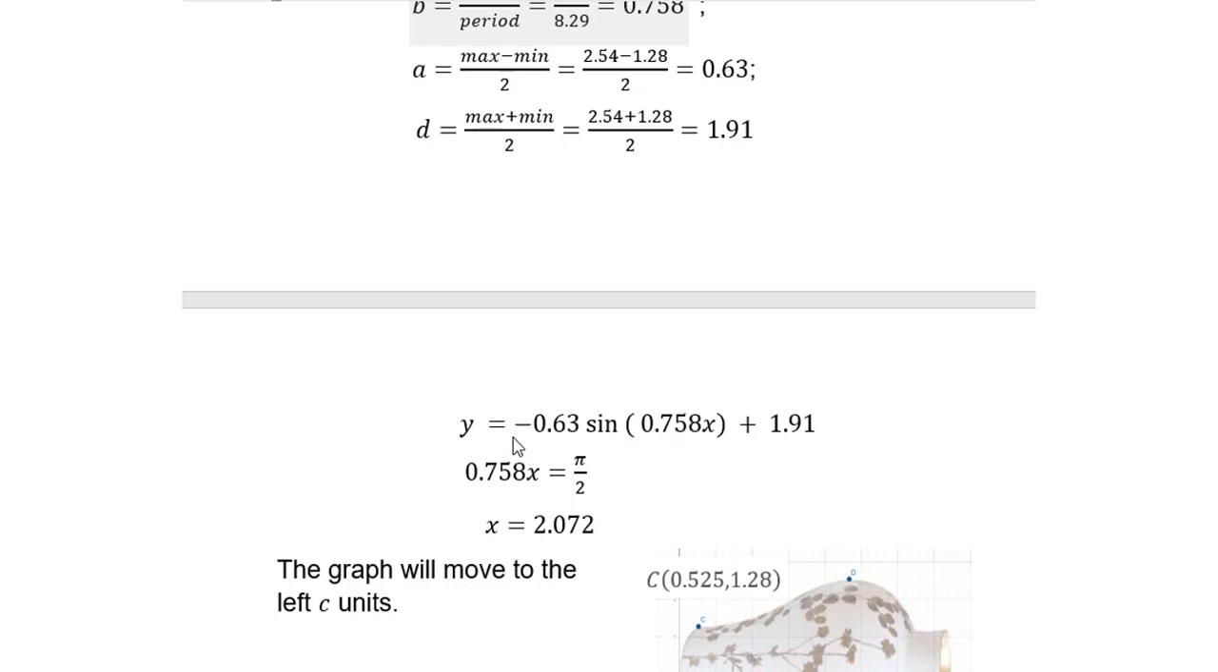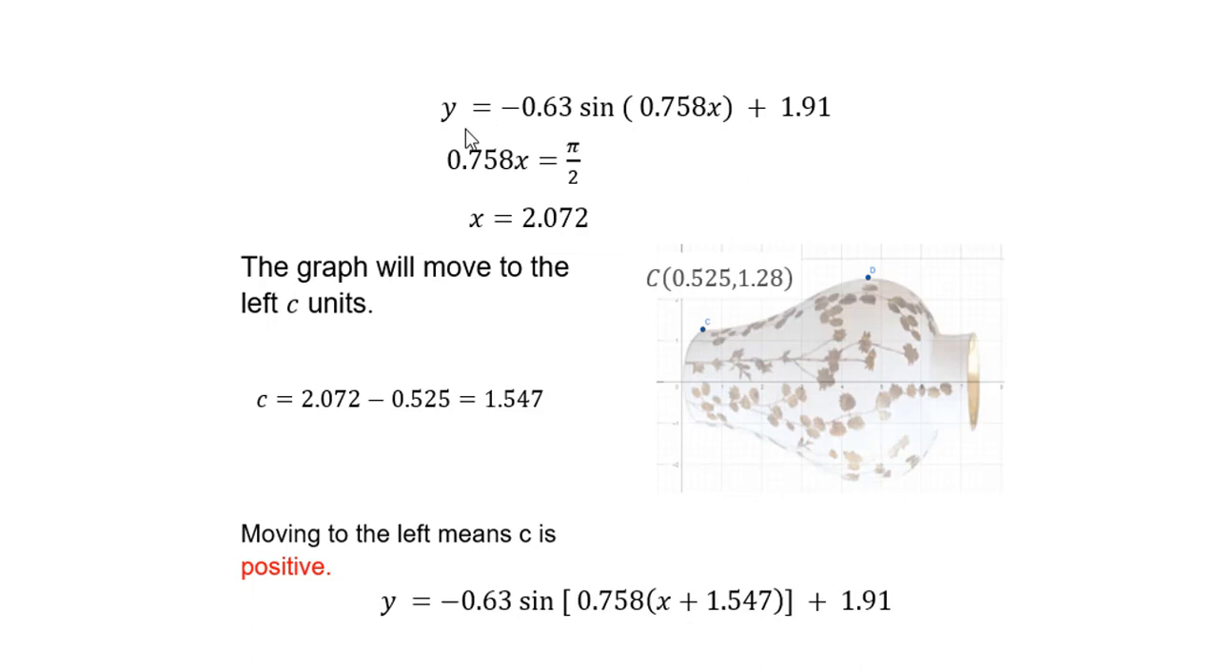Using these values, we can figure out the general form when C equals 0. That will be y equals negative 0.63 sine 0.758x plus 1.91. Then you will figure out when x equals what kind of value the minimum point happens. We will make 0.758x equal pi over 2 to figure out the minimum value happens at x equals 2.072.